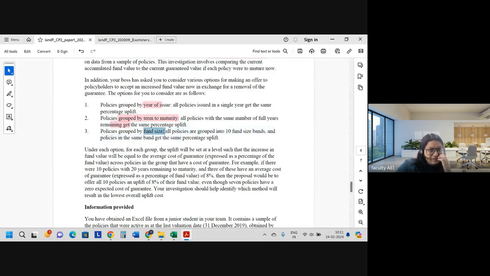Policies grouped by fund size. All policies grouped into 10 fund size bands. So there will be 10 fund size bands, and policies in the same band get the same uplift.